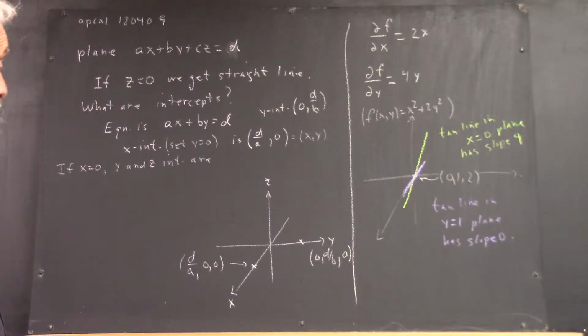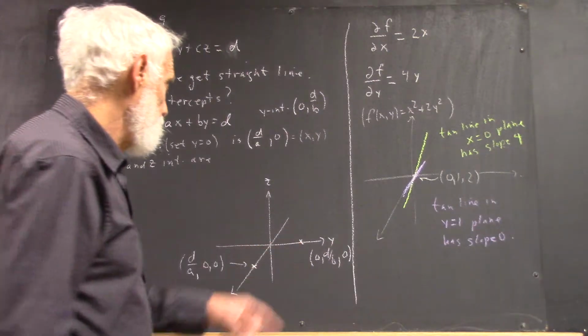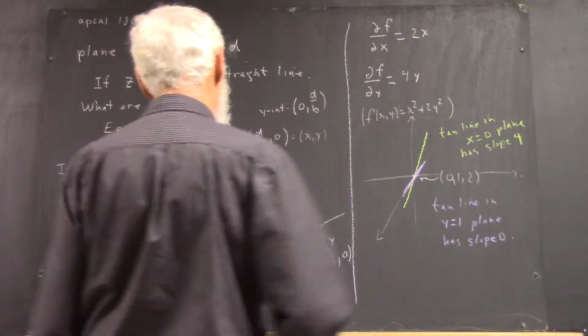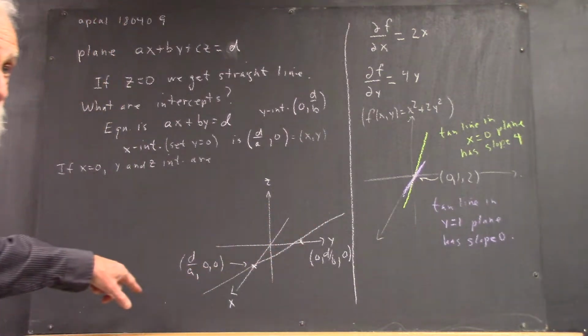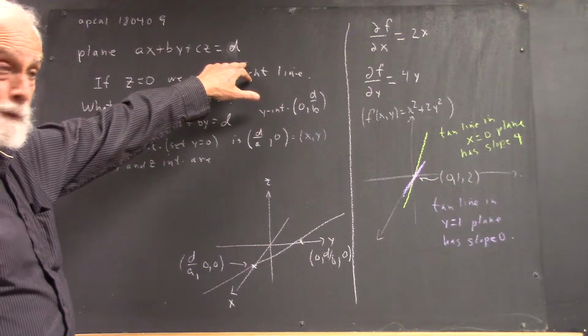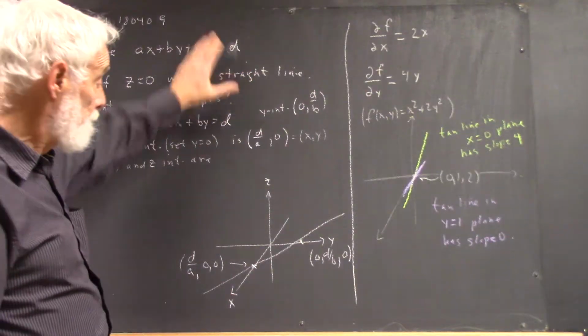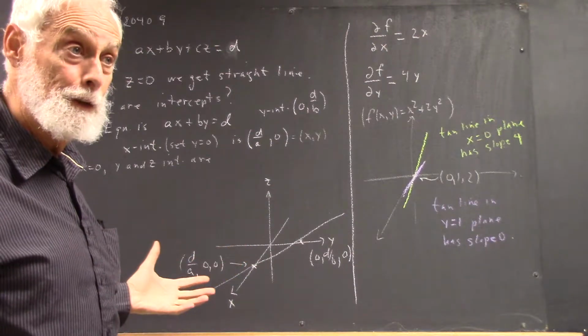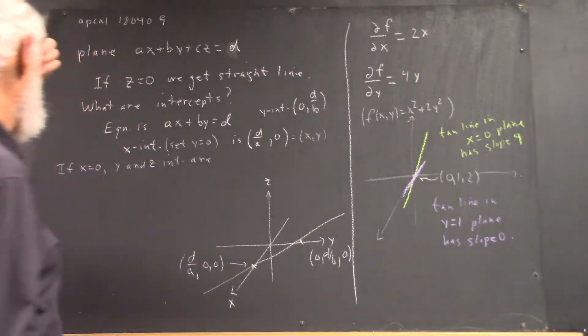Okay? So these are 2 points, and this is a straight line in the xy plane. This whole line is on the graph of this plane, because if you let z equal 0, this is the line you get. It has these intercepts, so you're stuck with the whole line, right?